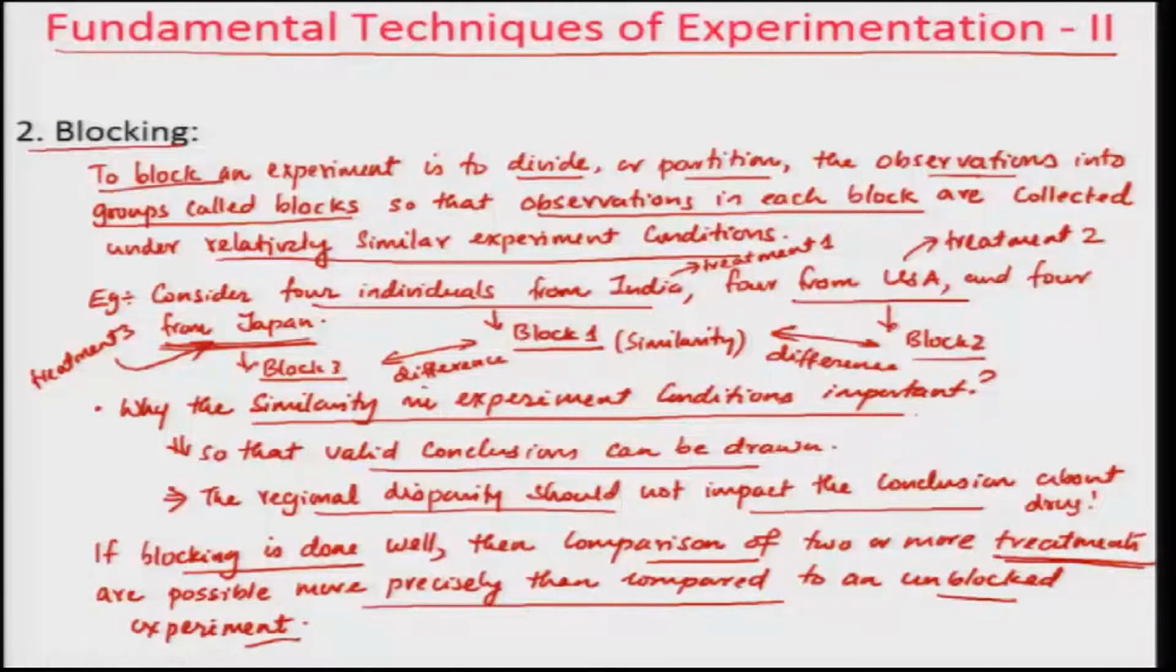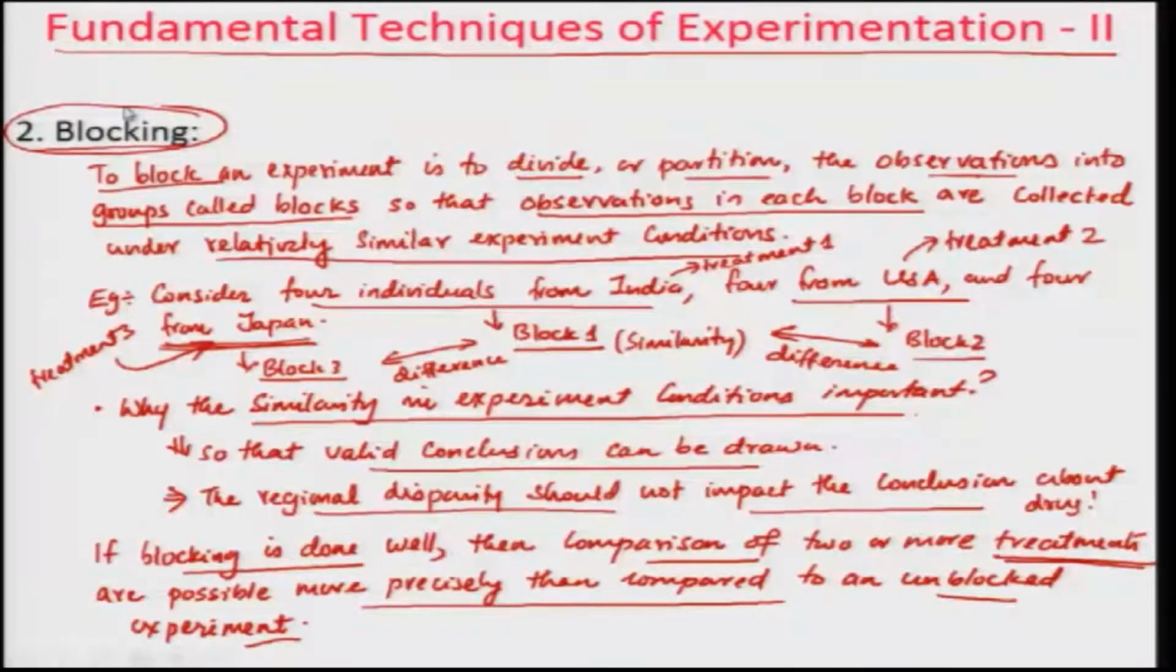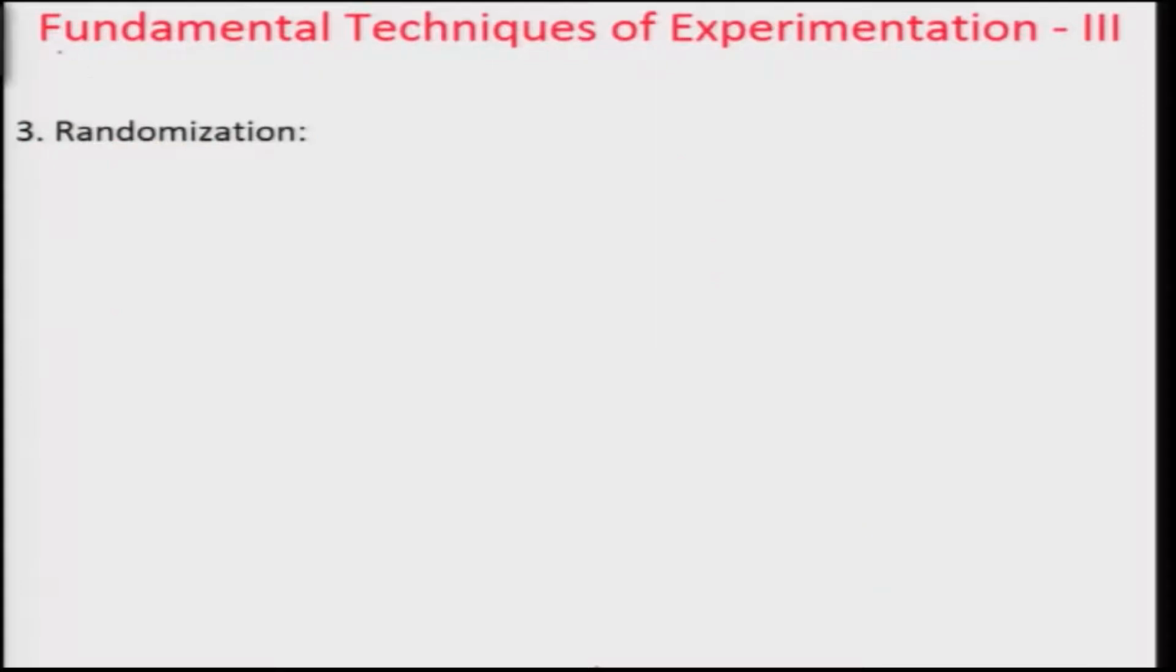If we did not block this, then we cannot really say whether the general health of the people in that region is also influencing the success of the medicine. So blocking is the second most important aspect of the technique of experimentation. Then we will get into the third aspect of the fundamentals of experimentation today, which is something called randomization.